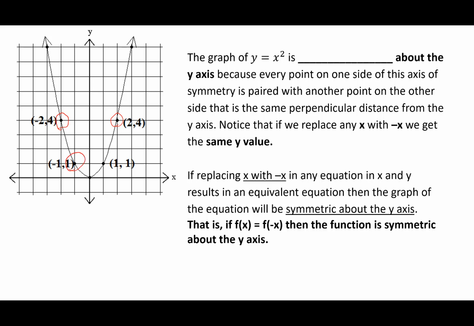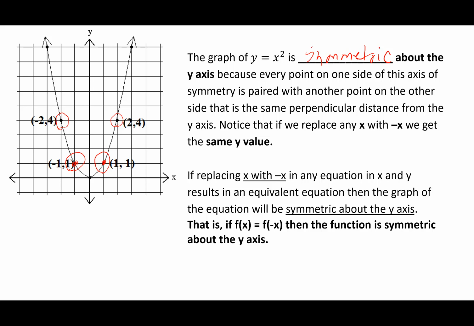So you've got negative 1, 1, and you've got positive 1, 1. There's a point here on the right side of the y-axis, and there's one just like it on the left side, the same exact distance away. That's what we mean when we say that it's symmetric about the y-axis.